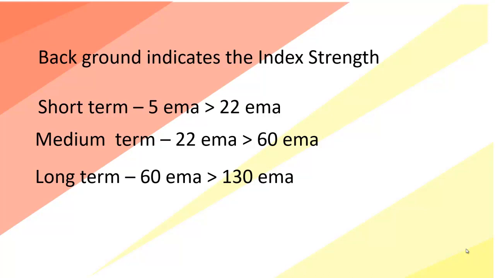In simple terms, when the week EMA is greater than the month EMA, then the short term is up, and when the month EMA is greater than the quarter EMA, then the medium term is up. And when the quarter EMA is greater than the half yearly EMA, or the 6 months EMA, then we say it is in the long term uptrend.